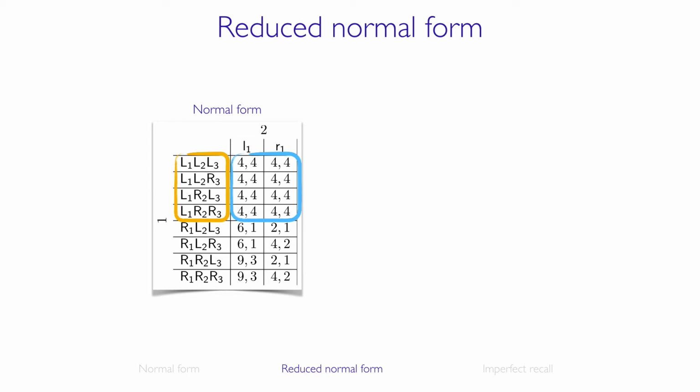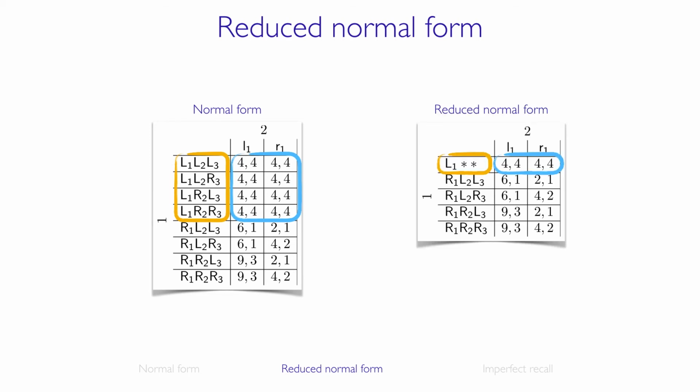If this holds, the basic idea is to reduce all the equivalent, in the sense of realization equivalence, plans to a single plan. The reduced normal form is obtained exactly in this way. All the plans including action uppercase L1 are reduced to a single action called uppercase L1 star star. We use the stars for all the positions in the tuple corresponding to the information sets that will never be reached. In this specific case, the second and third positions are never reached due to action uppercase L1.